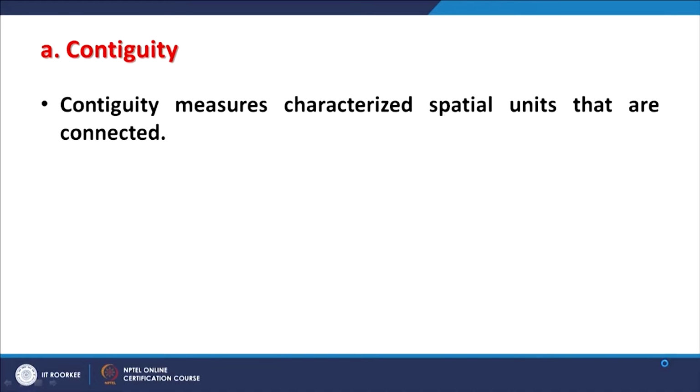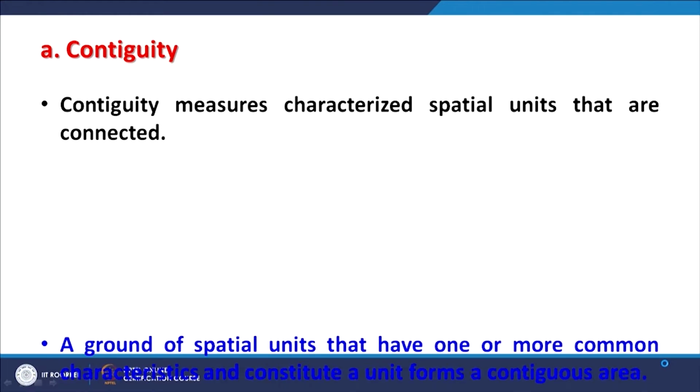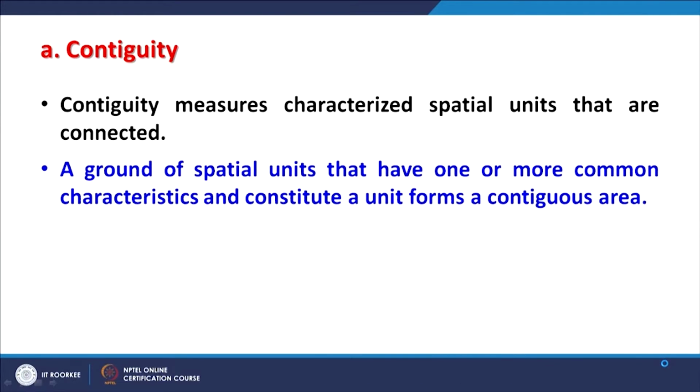Contiguity basically measures and characterizes spatial units that are connected. Because it is overall a connectivity function, things have to be connected, then only such measurements or estimations can be performed. A group of spatial units, those may be point, line, polygon, that have one or more common characteristics.